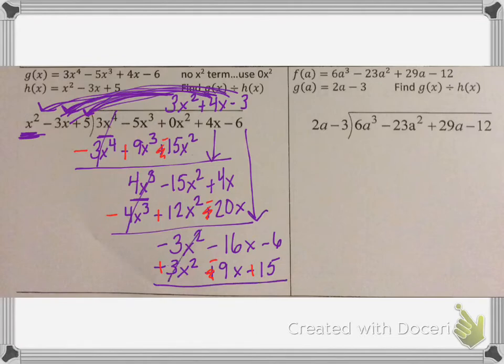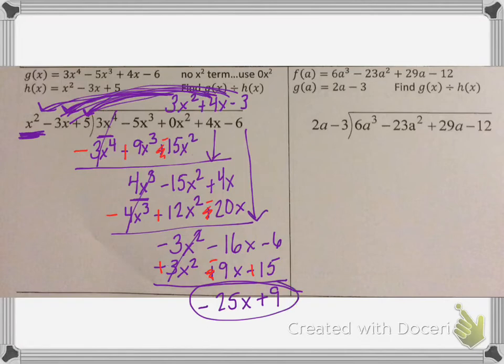Okay, so let's see. Those cross out. I have negative 25x and then plus 9. So, can I go any further? No, because this was x squared. The degree here is smaller than x squared, so I'm stuck. My remainder is this whole ugly thing.